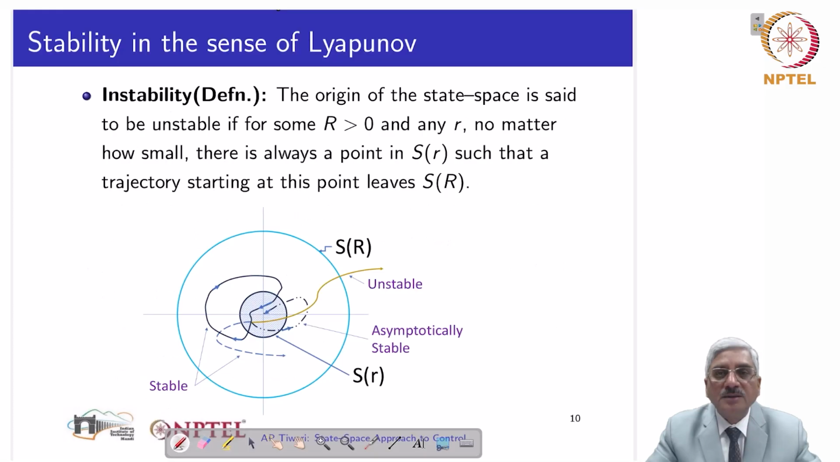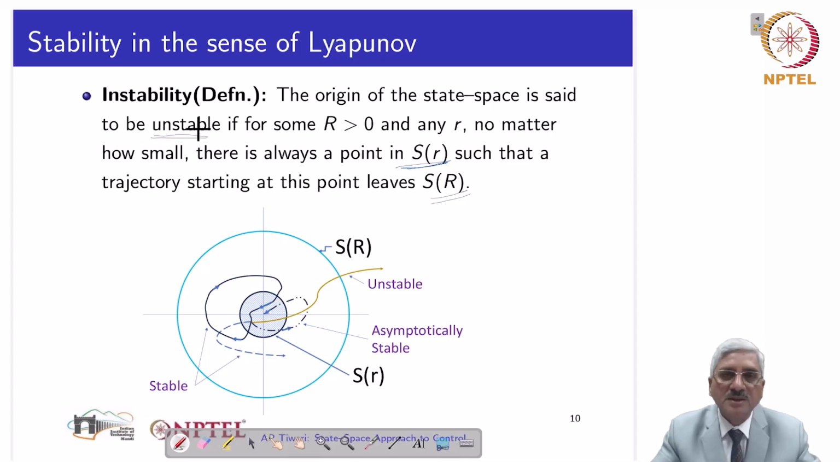And instability: if the solution starting in S(r) leaves S(R), if it goes out, then the origin is called unstable.